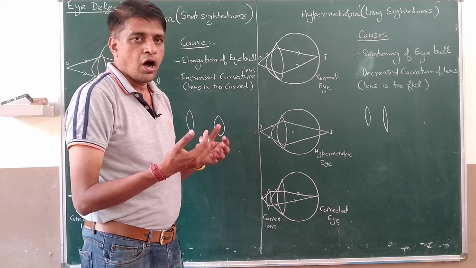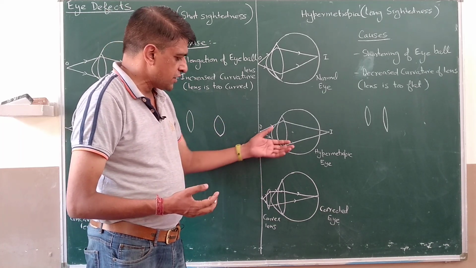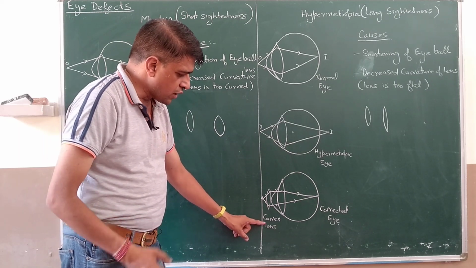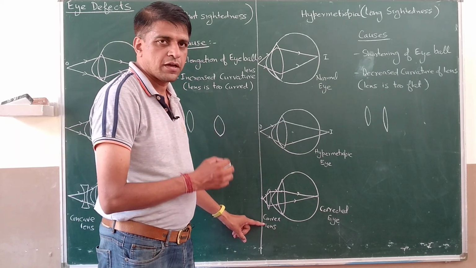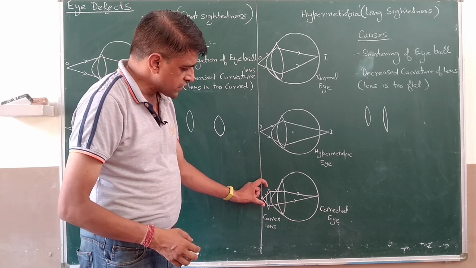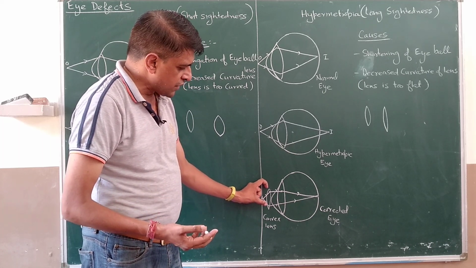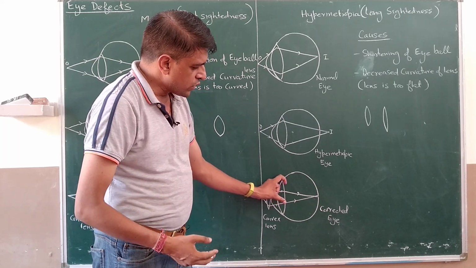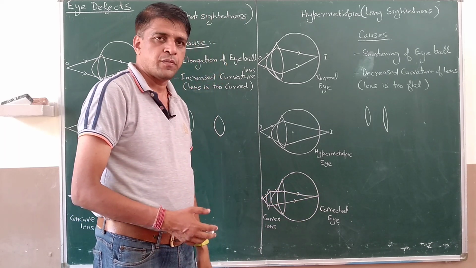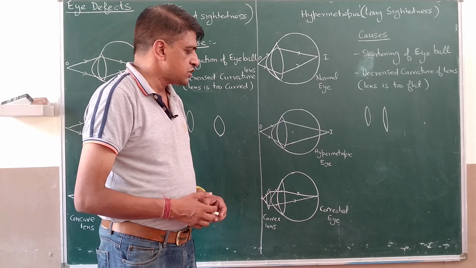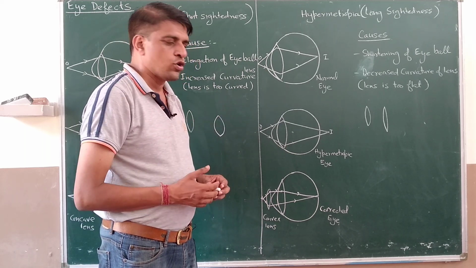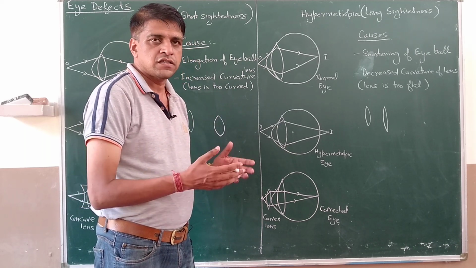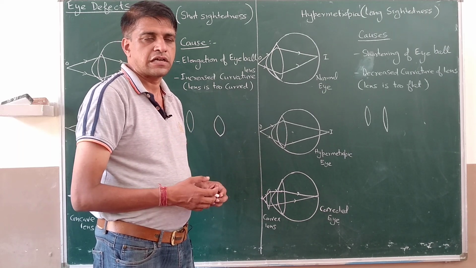Now how can it be corrected? It can be corrected by using a convex lens of suitable power. This convex lens is converging in nature, and it converges the light rays, and again the eye lens converges the light rays at the right place, that is the retina, and in this way the hypermetropic patient can see nearby objects clearly.